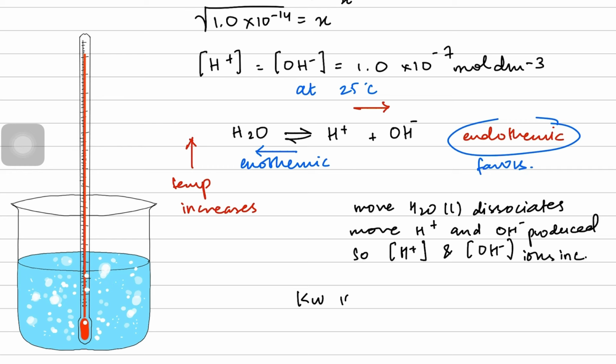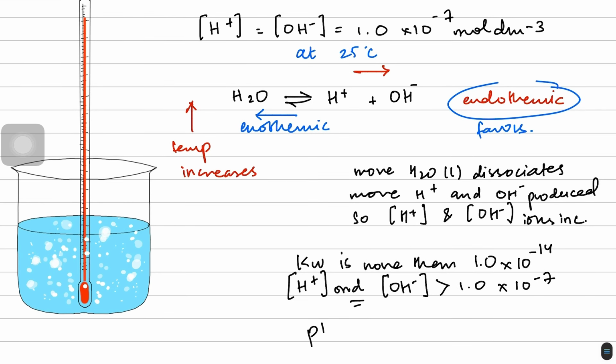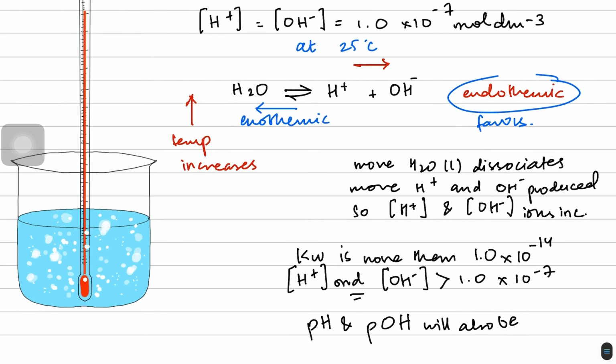So Kw would not be 1 exponent minus 14, it would be more than 1 exponent minus 14 because H+ and OH- are both increasing. Similarly, H+ and OH- ion concentration won't be 1 exponent minus 7, they would both increase equally and they would be more than 1 exponent minus 7. The whole point of this argument was that at very high temperatures, the pH and pOH of water will also be a little different than 7.